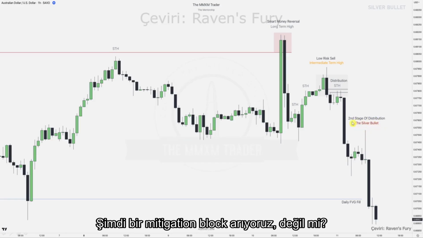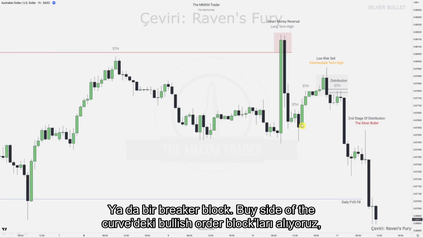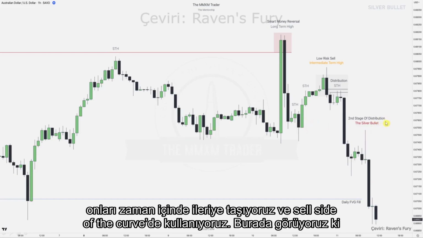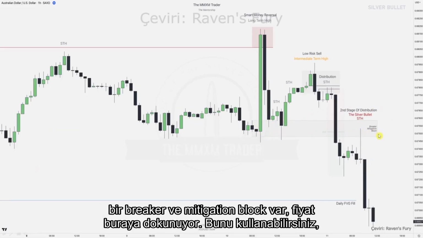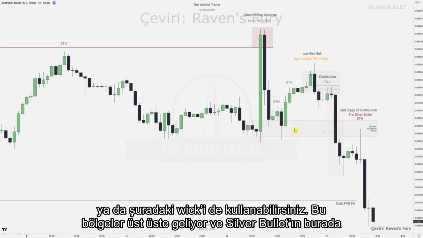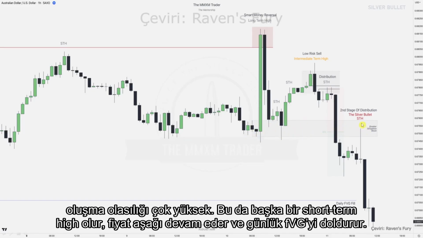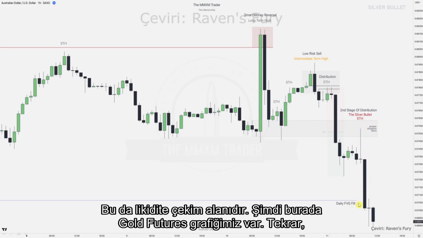stage of distribution. Now we're looking for a mitigation block, right, or a breaker block. We use those bullish order blocks from the buy side of the curve and extend them out in time, right, and use them on the sell side of the curve. And we can see over here we've got this breaker and mitigation block which is being tapped into. You could use this one, you could use the wick of this one too. This is overlapping and it's highly probable that the silver bullet will form over here, which is another short-term high, right? Continuing down and filling up that daily fair value gap, which is the draw on liquidity.